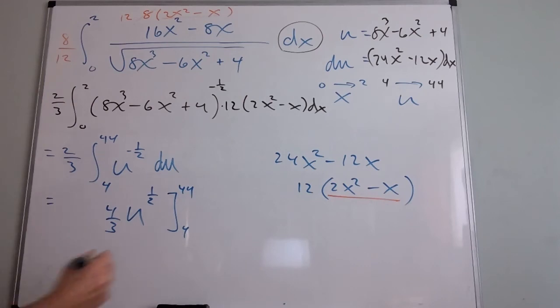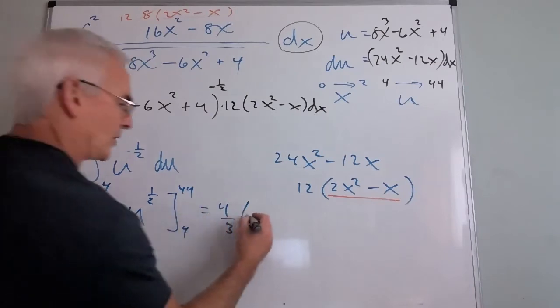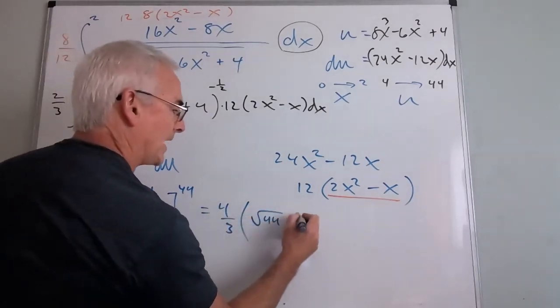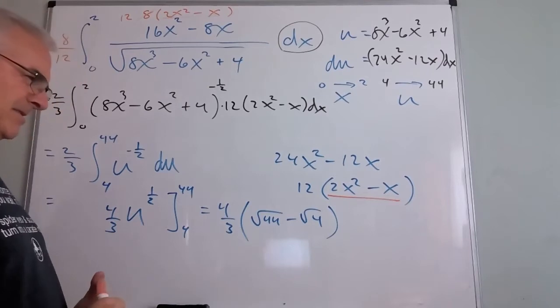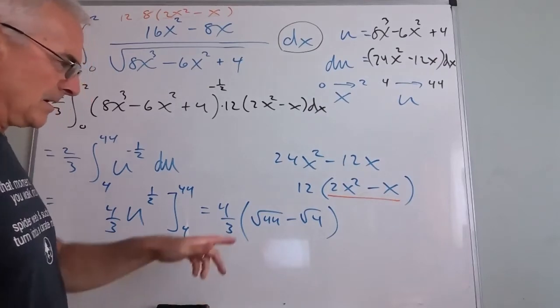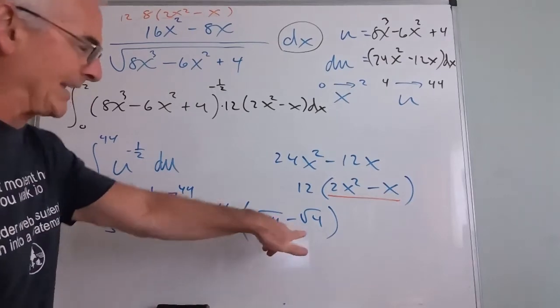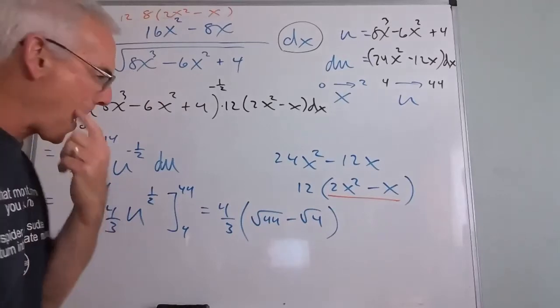Okay, so this is 4/3 times, and I'll just write it, square root of 44 minus square root of 4. Can I simplify? Can I do anything with this that makes it a little bit better? Anybody? You just write it as a square root of 40 under the same number and the same root. Now I can't combine these, but can I manipulate it into one of those individual roots?